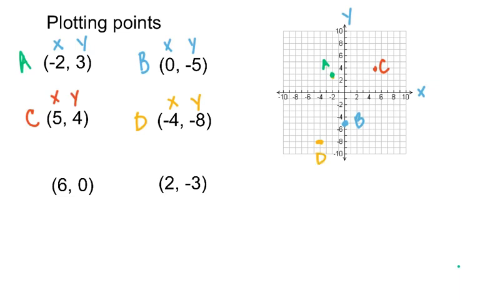Then we've got point E when x is 6 and y is 0. So x is 6 here, but y is 0 here. So those end up crossing right at that spot, at 6, 0. That's point E. And then finally, point F is at +2, -3. So at +2, we're right here. -3, we're right there. So our point F is in that spot.